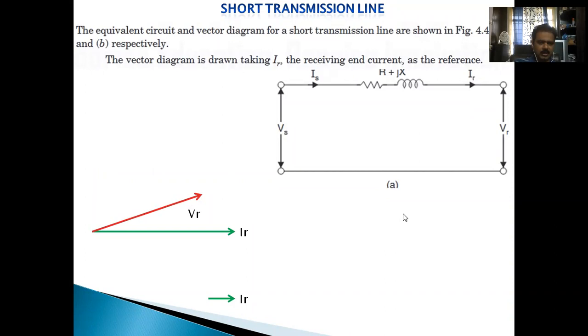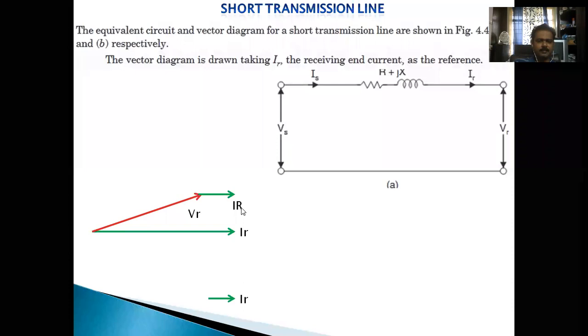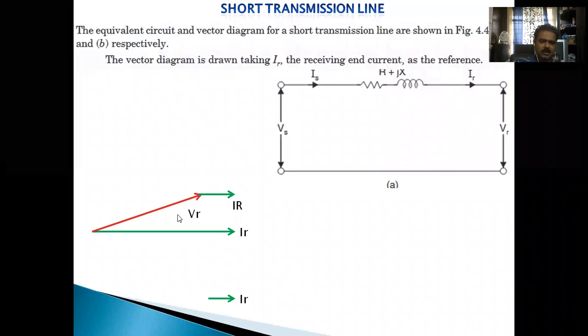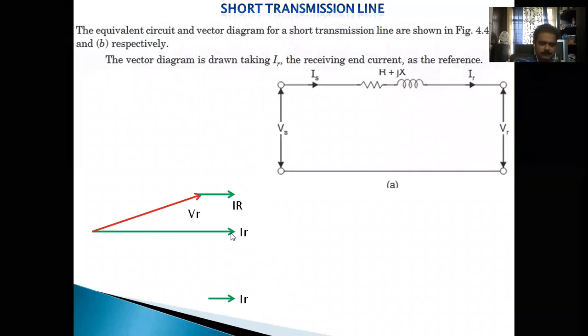Now, if I take the voltage drop at the resistance, the current passing through the resistance is in phase with this current. Since voltage and current are in phase in the case of pure resistance, the voltage and current are in phase with this IR. So I have represented this I into R drop as in phase with the current. This is the IR drop.